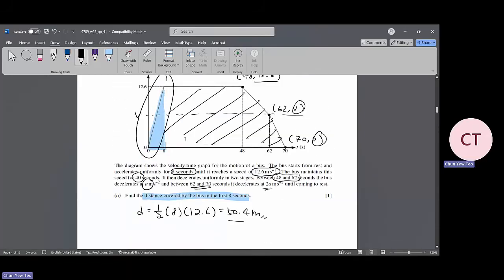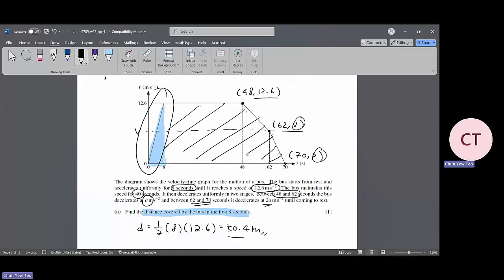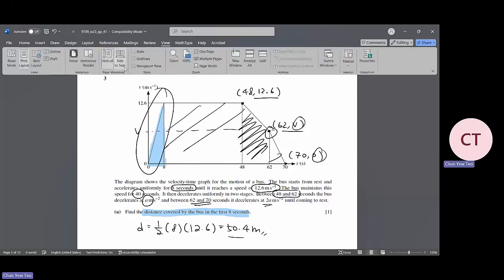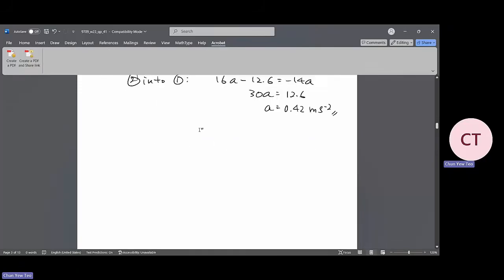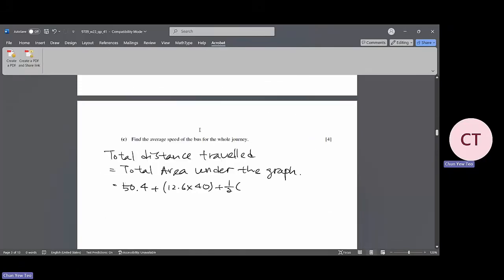This part we have a problem, okay? Because we want to find the area here. To find this area, we need to know the V. I haven't found the V yet, so we're not able to do this yet. We need to find the V first, else we're not able to get the answer.